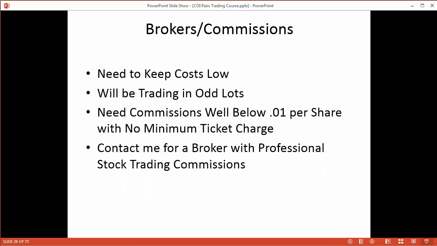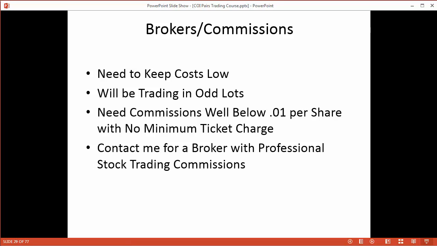Brokers and commissions. We need to keep our trading costs as low as possible. Again, we're not making as much money on pairs trading as we would in some other form of trading, so we need to keep our costs low. And one of the ways to do that is to keep our commissions low. We'll be trading a lot of odd lots because we want the dollar value of both sides of our trade to be even, so we'll be trading a lot of odd lots.